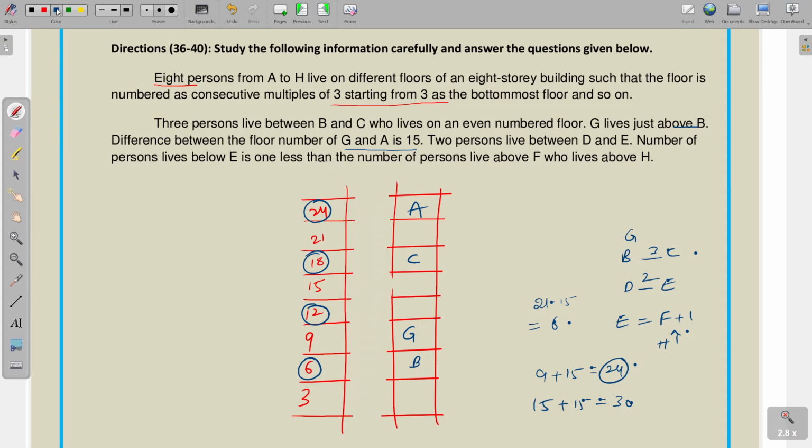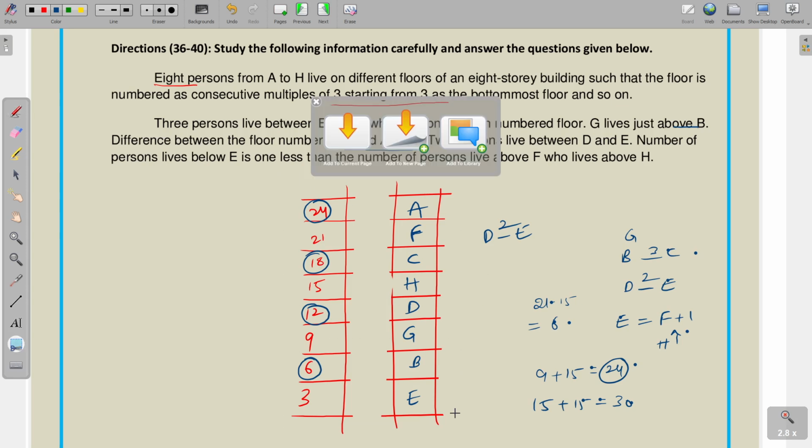And next, see the next one. Two persons live between D and E. So between D and E there are 2 persons. And next, the number of persons living below E is 1 less than the number of persons living above F. Suppose if E is placed here and we place F here, there is one person above F, and no one below E. Okay, it is the only possibility we are left with. And between D and E there are 2 persons. The remaining person H is placed on the 50th floor. And next, see the questions.